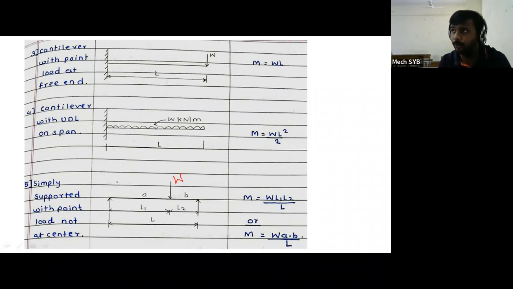Here sometimes there is a possibility of a wrong formula. For example, case number 4, WL square divided by 2. By mistake, during calculation, we consider WL cube or WL raised to 4. So whether it is exactly L, L square, L cube or L raised to 4 is very important. Without these formulas, we are unable to go for the further calculation.